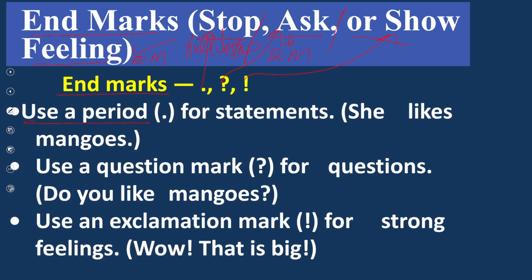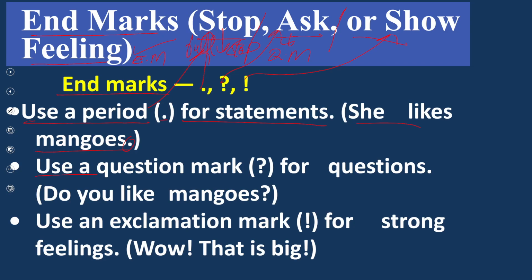Use a period. A period is also called a full stop. It is the second name of full stop, and most probably Americans call a full stop a period. Yes, this is the sign of a full stop or period. It is used for statements, for sentences in which we provide statements, like "She likes mangoes." This is a statement, and whenever it ends, we have to put a full stop at the end of such sentences in which we describe in the form of statements.